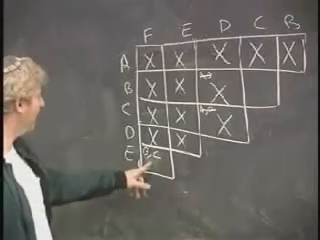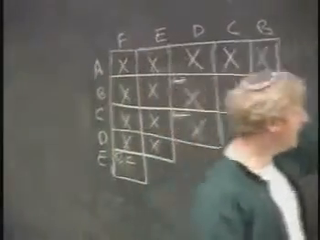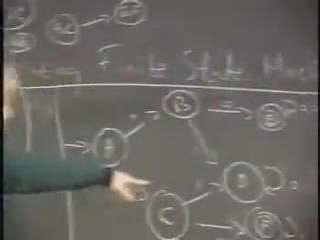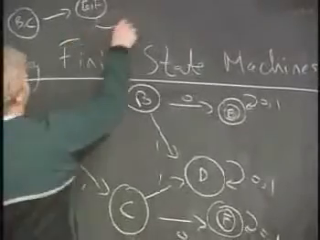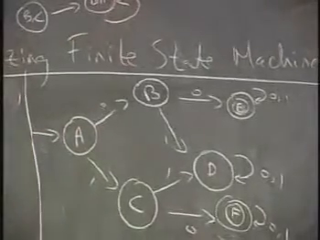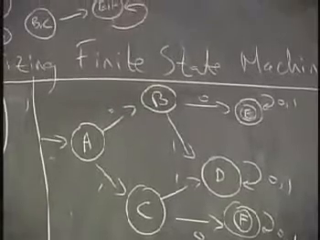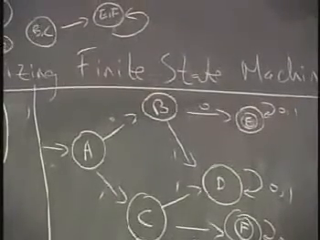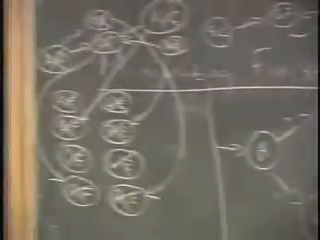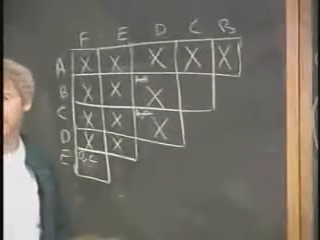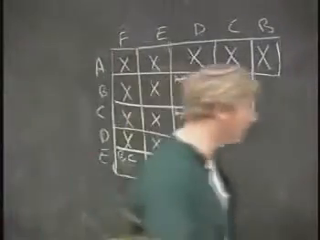We only got one more left, EF. EF depends on itself. So we're done. This stays indistinguishable. That means E and F can collapse into one state, and they should.